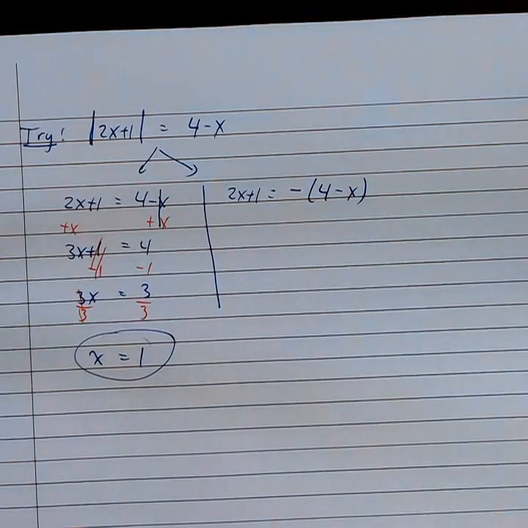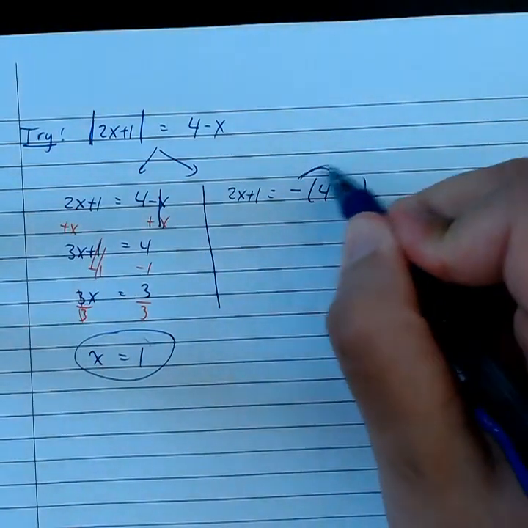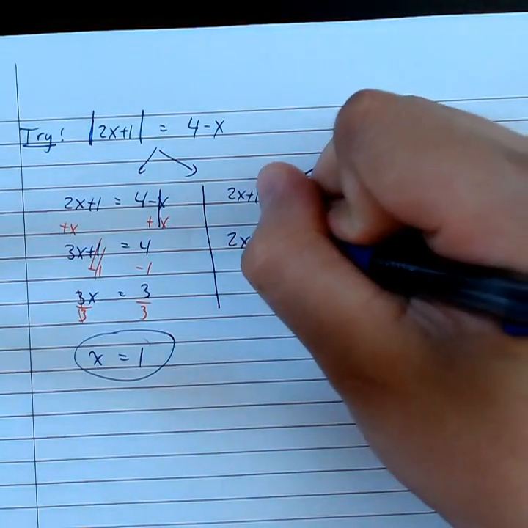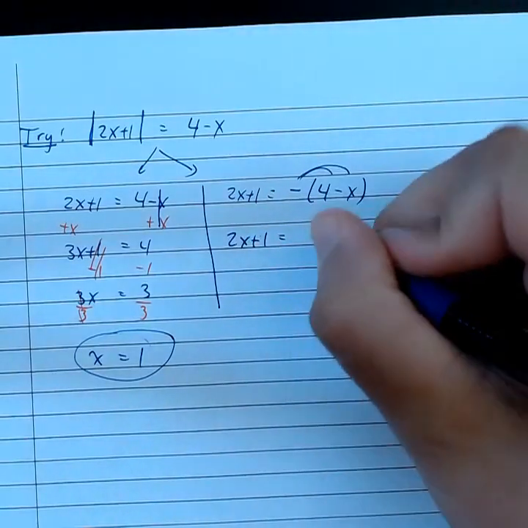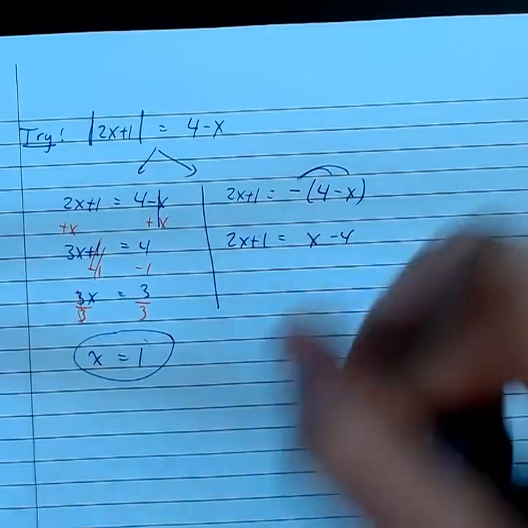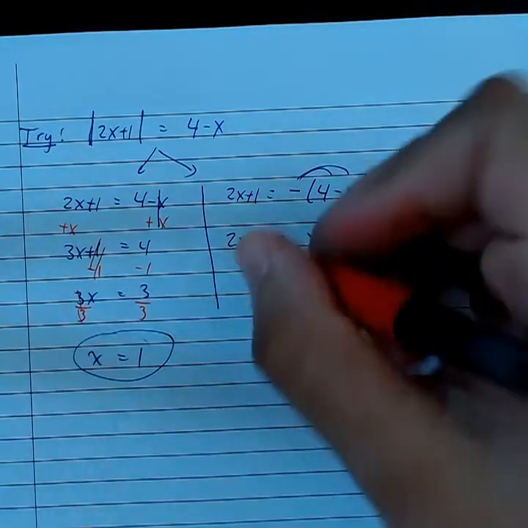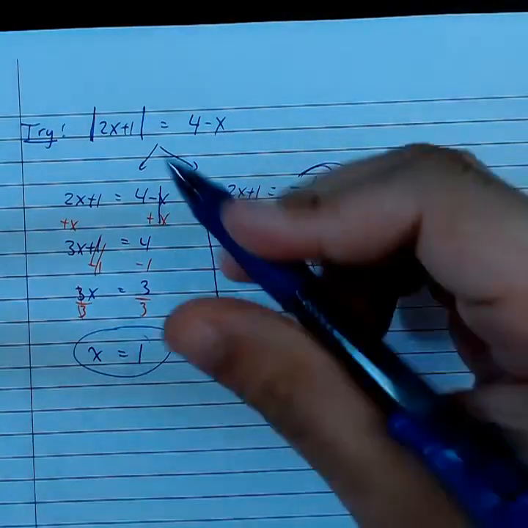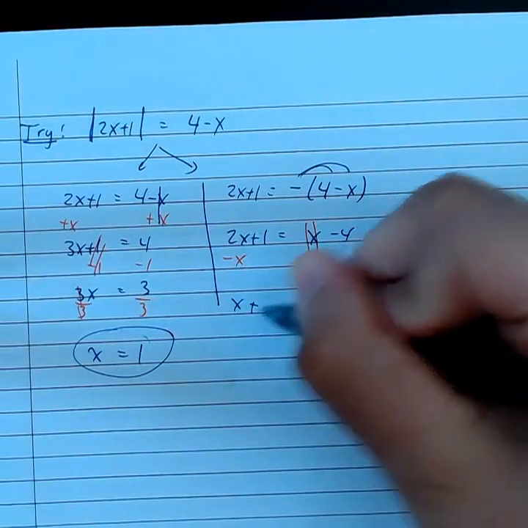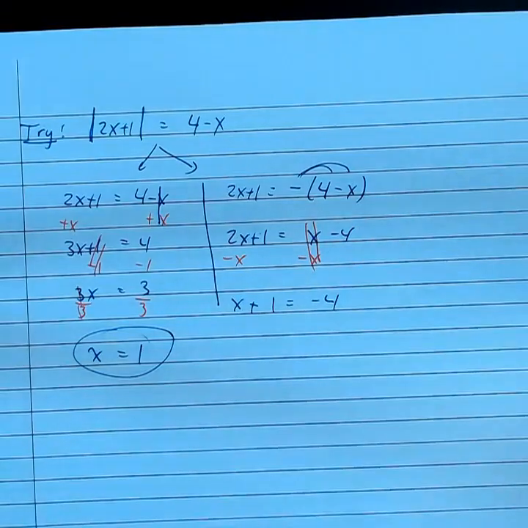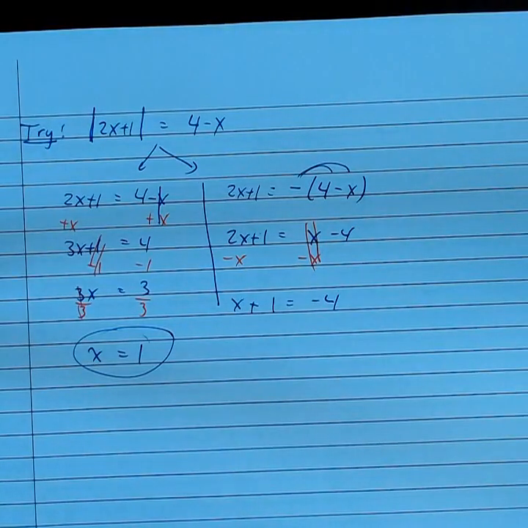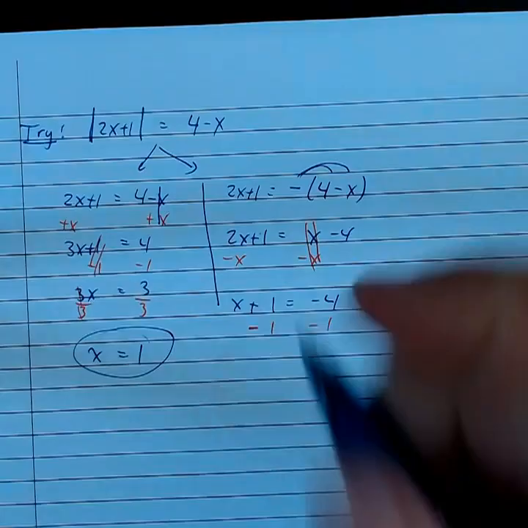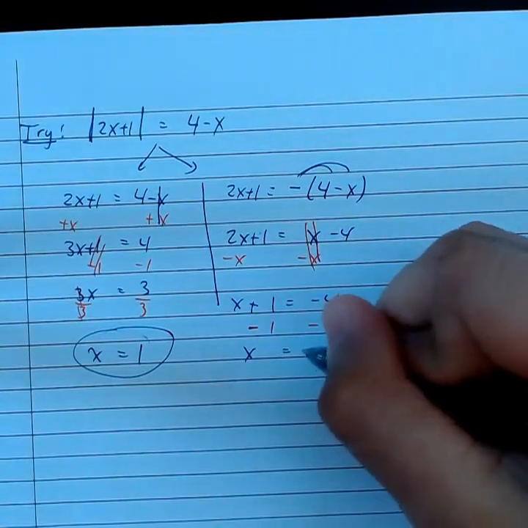Same thing over here. First, let's start off by distributing our negative. That'll make things a little easier rather than having an extra negative floating around. So that'll give us 2x plus 1 is equal to, double negative makes that a positive, x minus 4. We can now subtract x from both sides, and that gives me x plus 1 is equal to negative 4. And finally, I can subtract 1 from both sides, and that'll give me x is equal to negative 5.